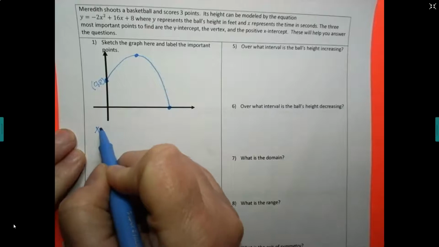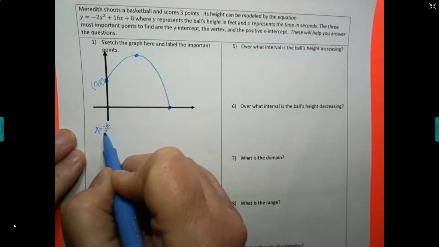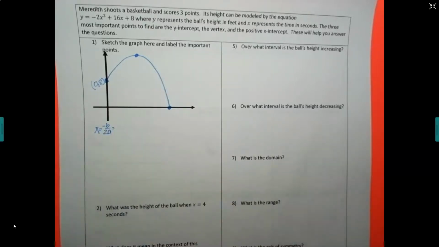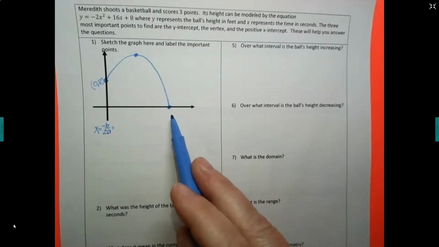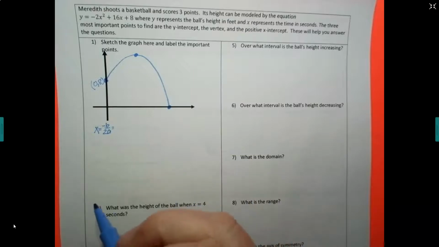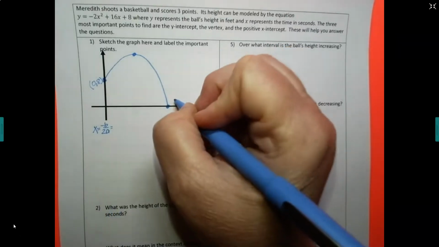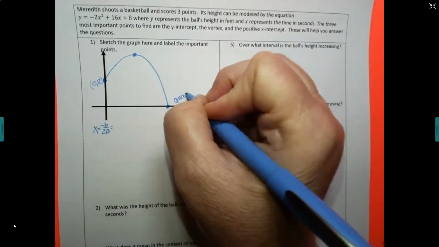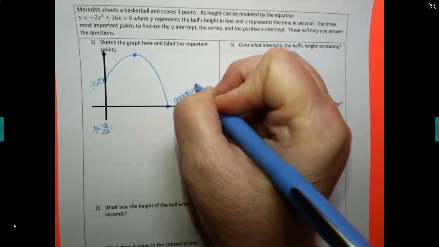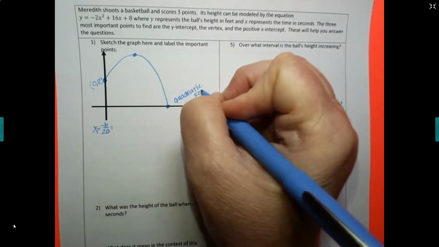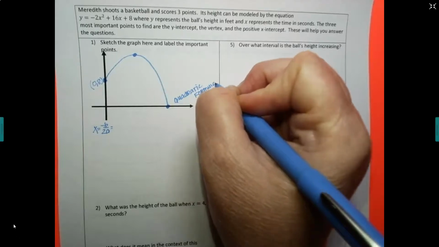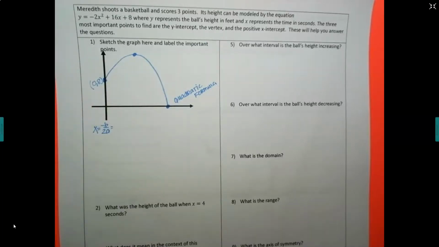I left you some work area. Remember to find the x value, that's negative b over 2a. Plug in to get y. And your positive x value is your quadratic formula. Okay, so you're going to want to find your quadratic formula here. The negative x is over here, and that's not the real world, so we're going to ignore the negative x-intercept.